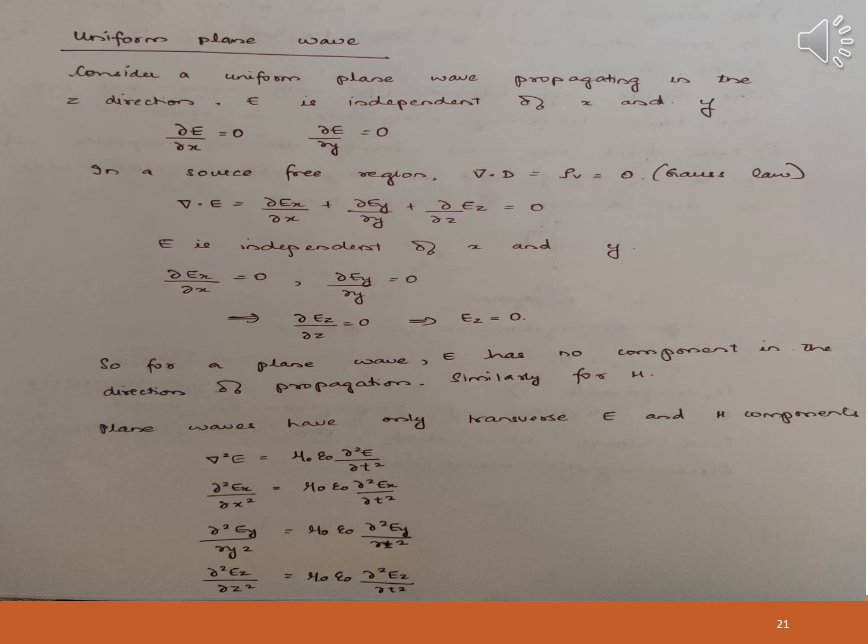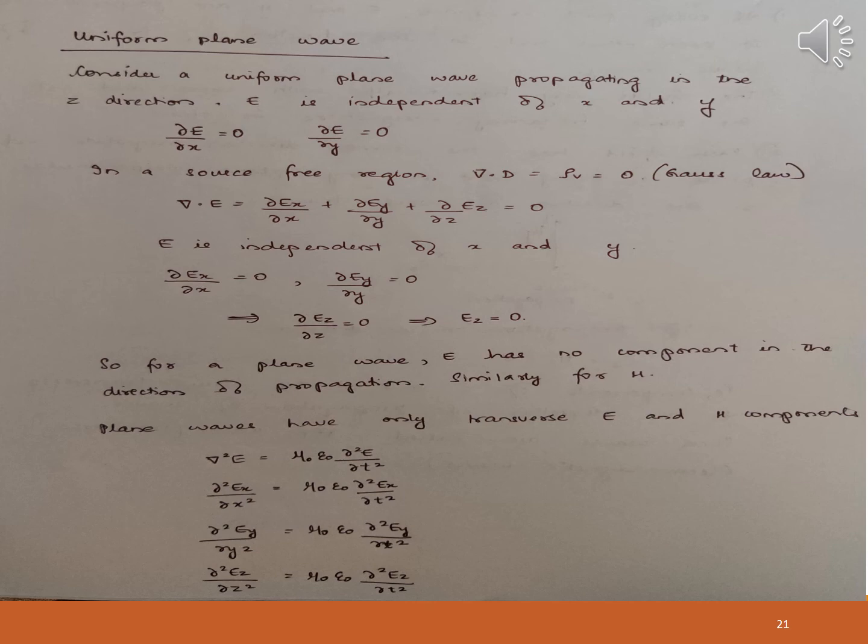And how can you write del dot E? In Cartesian coordinate system, it's dou Ex by dou x plus dou Ey by dou y plus dou Ez by dou z. And since E is independent of x and y, those two terms are going to be 0. So what does that imply? Dou Ez by dou z is equal to 0. This is how that equation reduces. So this implies that your Ez is also 0. That means for a plane wave, E has no component in the direction of propagation.